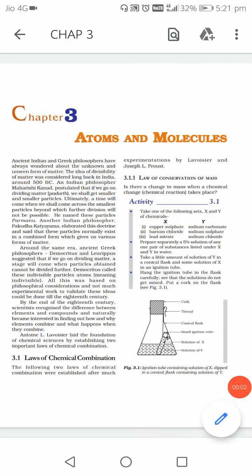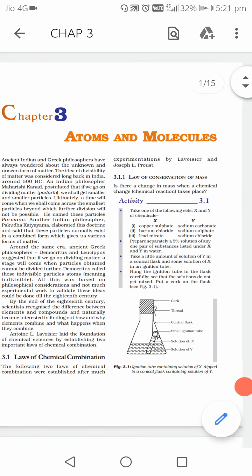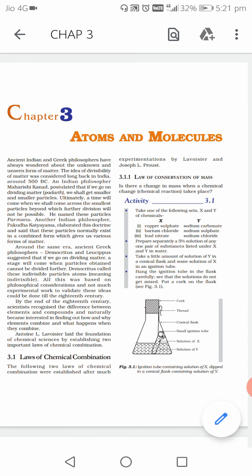Today we will start a new chapter, that is atoms and molecules. In this chapter we will discuss different rules followed by atoms and molecules while undergoing chemical reaction. We know that atoms are the basic building block of any element or any matter. Two or more atoms get combined to form one molecule, and from molecules we get different substances or different matters.